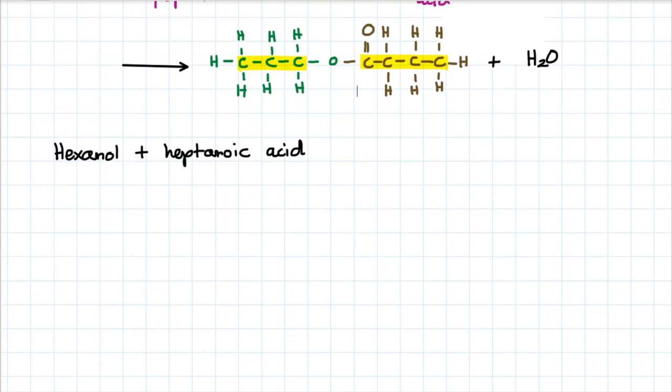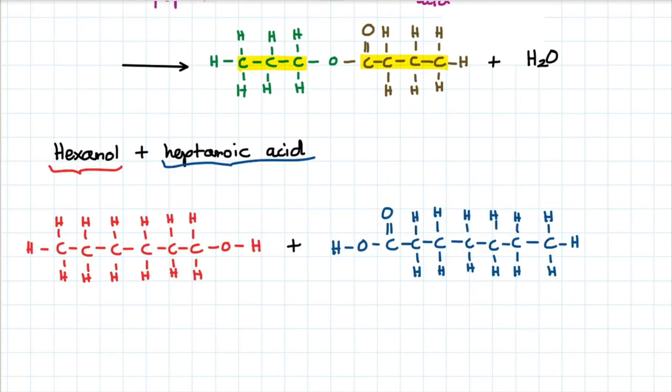The last example is a reaction between hexanol and heptanoic acid, and we would like to determine what type of ester is going to form. So we start off by drawing the structural formulae of these compounds. The alcohol has been drawn in red, while the carboxylic acid has been drawn in blue. As you know, the alcohol is going to lose an H from its functional group, while the heptanoic acid is going to lose an OH from its functional group. These atoms are going to react together to form the byproduct called water, or H2O, and the rest of the molecules are going to react to form the ester.